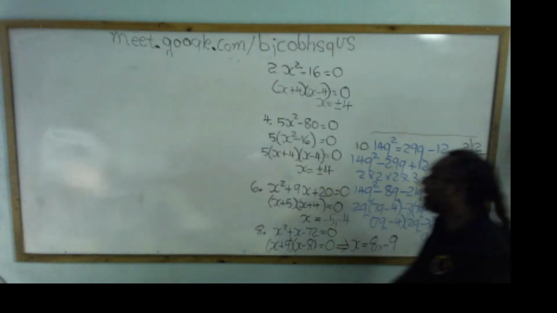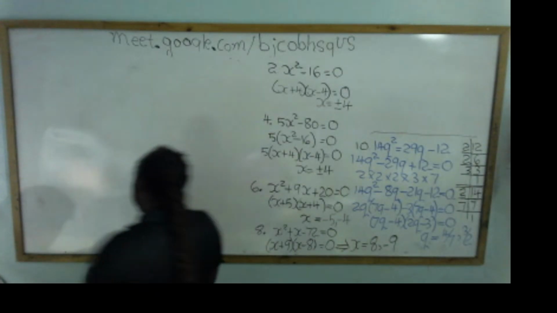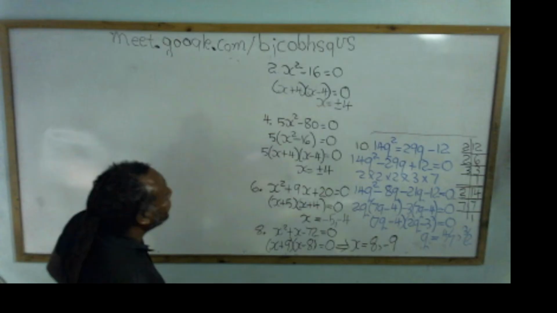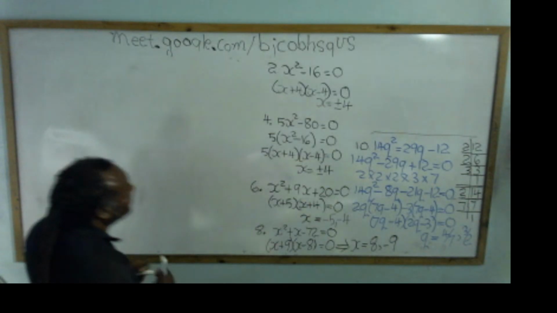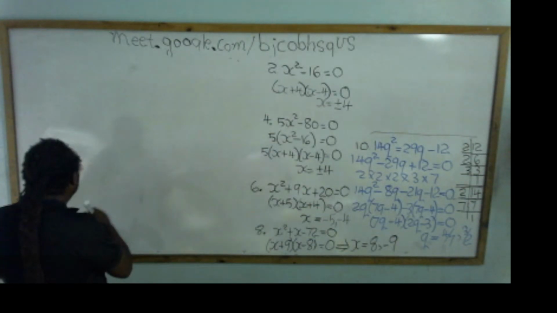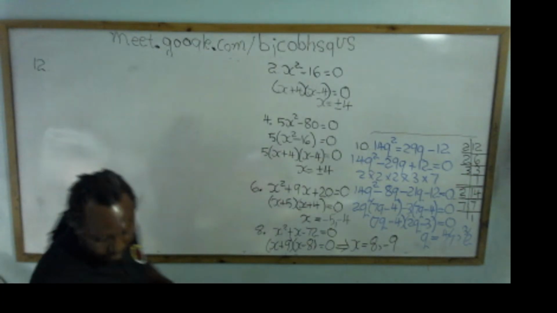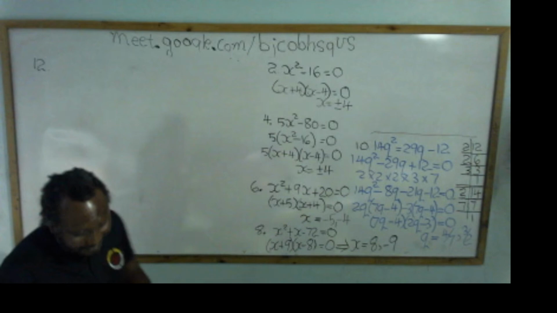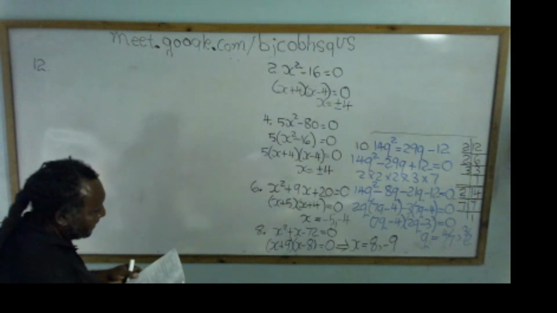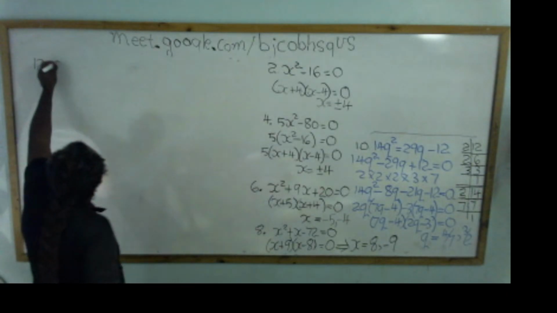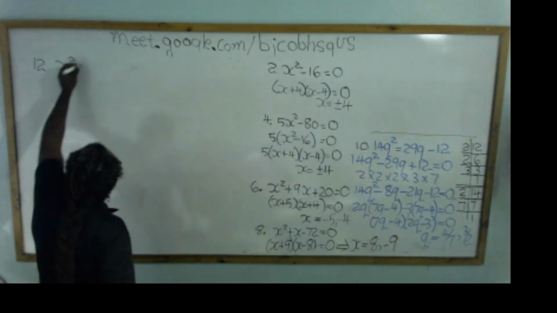So let's bear it out, students. We only have 2 left. Only 2 to do. So number 12. What do we say about number 12? x squared minus 3x equals 0. x squared minus 3x is equal to 0.